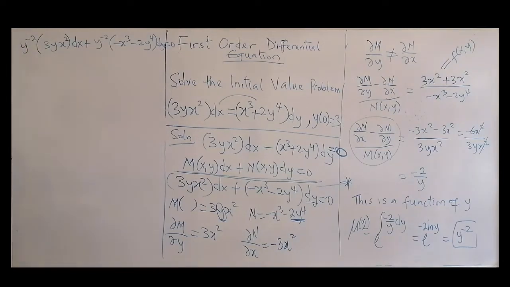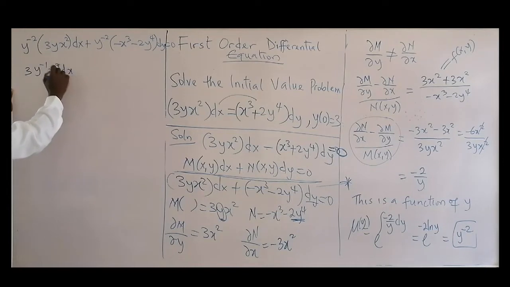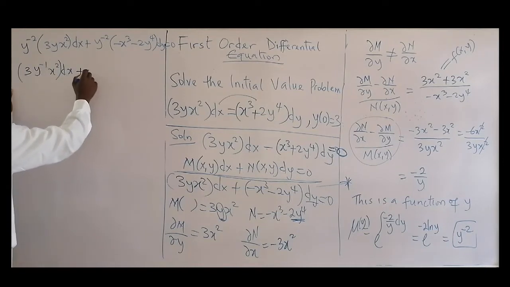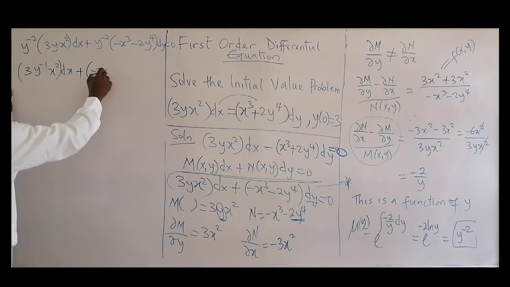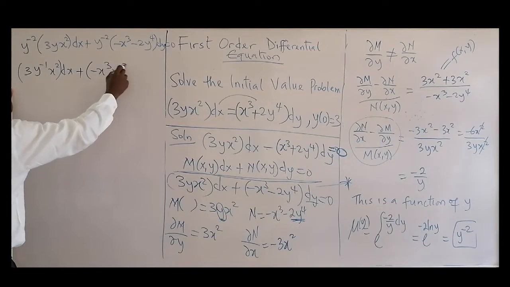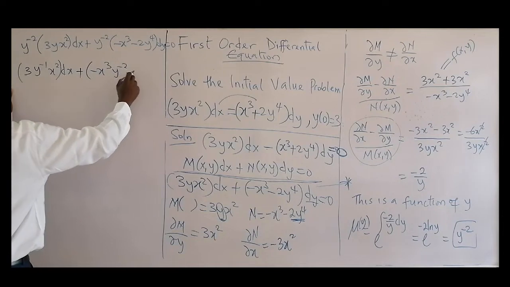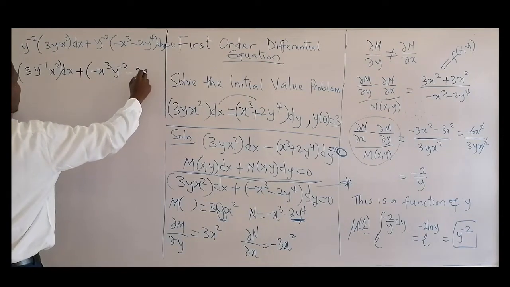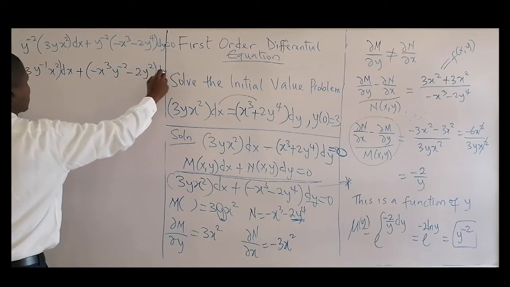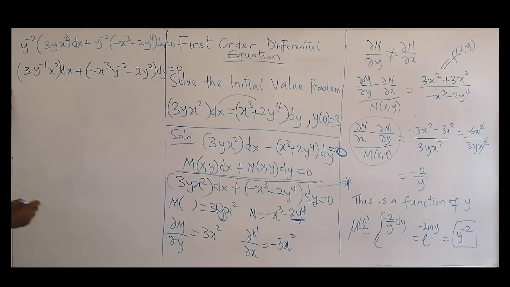Okay, so this will be equal to (3y minus 1)x squared dx, then plus minus x³(y minus 2) minus 2y² dy equal to 0. So automatically it will be exact, but let's show it.